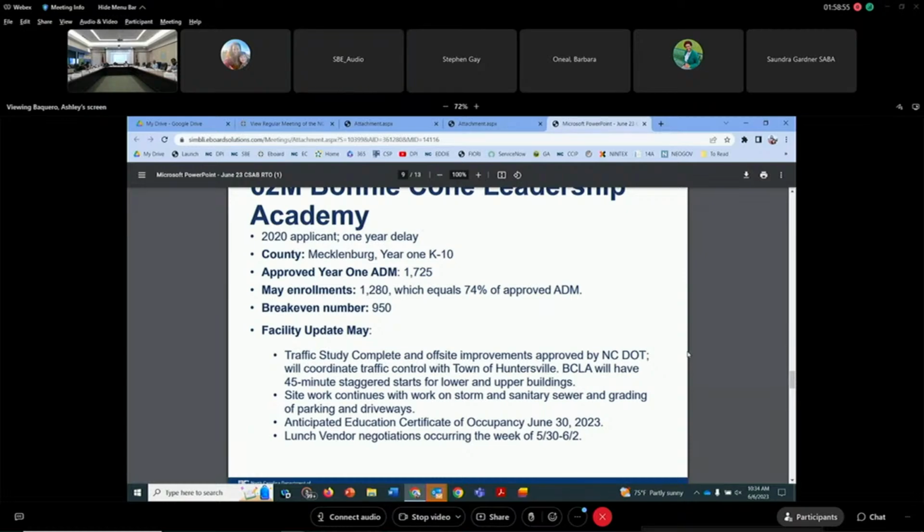Out of curiosity, if your break-even number is 950 and it's year one of the school, why are you guys almost doubling it at a 1725 ADM? I mean, I know the easy answer is to serve more kids, but in year one, why not scale back and get it right and then scale up as it goes on?